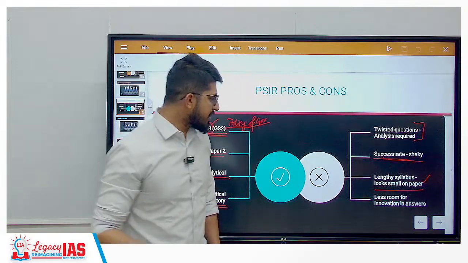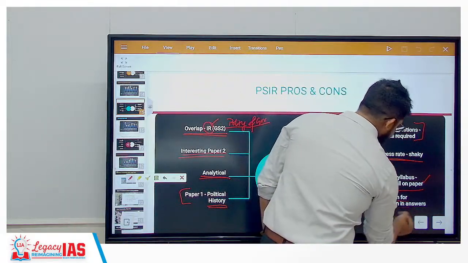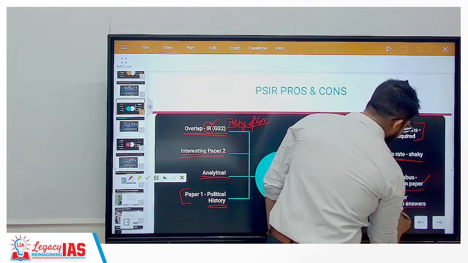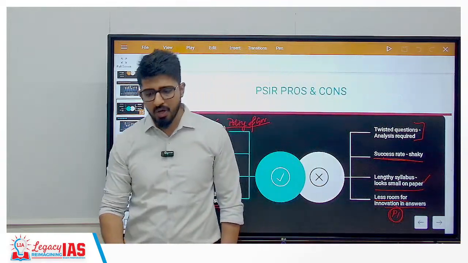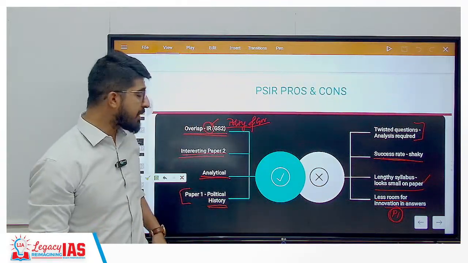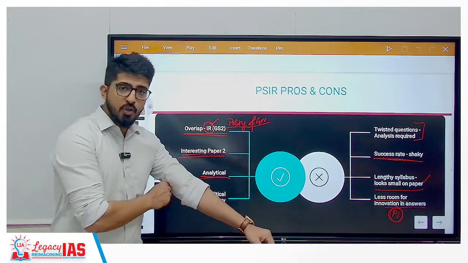Less room for innovation in answers, especially paper 1. In paper 1, you don't have a lot of room to innovate. Paper 2, yes, you have some room to innovate.